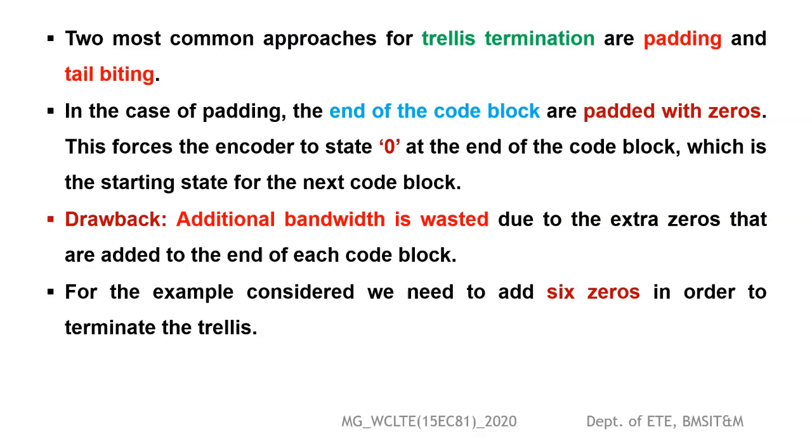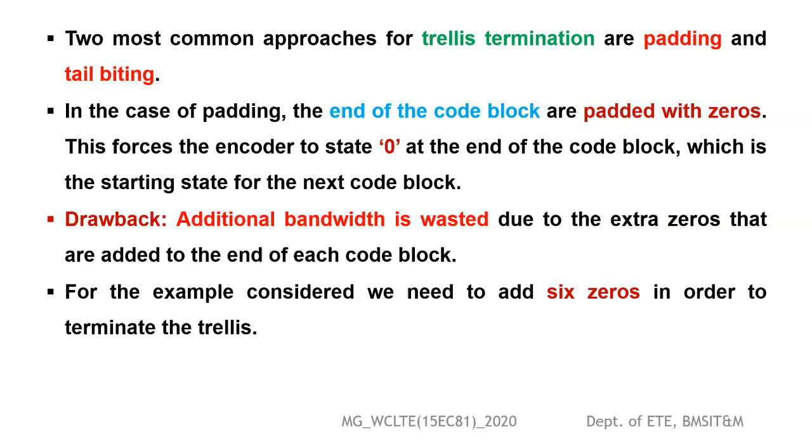So the problem with this method is that we are adding additional zeros. That leads to wastage of bandwidth. Additional bandwidth is wasted due to the extra zeros that are added at the end of each code block. For the example that I have considered, I have 6 flip-flops, right? So I need to add 6 zeros. That is the drawback of this method.